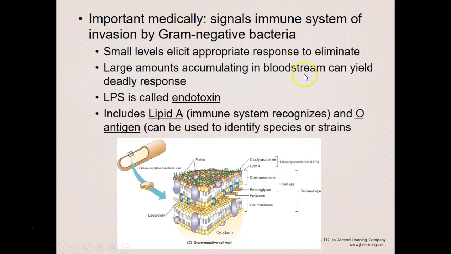So this lipopolysaccharide is very important. Lipid A is a molecule that our immune system recognizes. And so it actually has influence over our health. The lipopolysaccharide, lipid A, and the O antigen is known as an endotoxin and can actually cause a lot of problems in our cells.